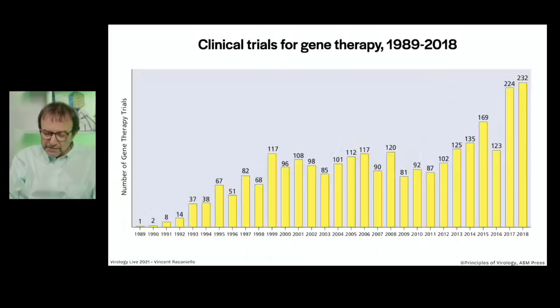These are the clinical trials for gene therapy from 1989 to 2018, and you can see that numbers have generally increased. There have been a few dips, and that has happened when we've had a problem, and I'll talk about some of the problems we have observed. But then it recovers as we fix the problem, as you can see here.